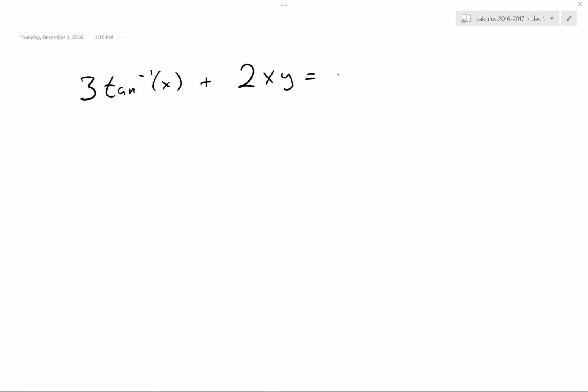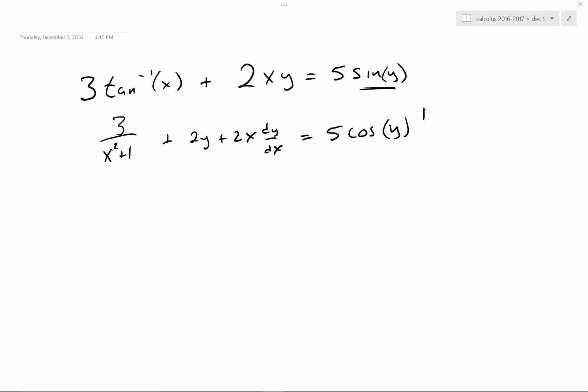I'm not saying I'm going to do this problem. I'm just saying, could this problem show up on the test? Duh. That's implicit differentiation. With a product rule. This is implicit differentiation with chain rule. This guy over here, oh, it's the arctangent stuff. Oh, nice. But we just did this one, so we know this one is literally just 3 over x squared plus 1. We'll get to that, I promise you. This one, you're going to be like, oh, this is easy. It's just going to be 2y plus 2x dy dx is equal to 5 cosine of y dy dx.